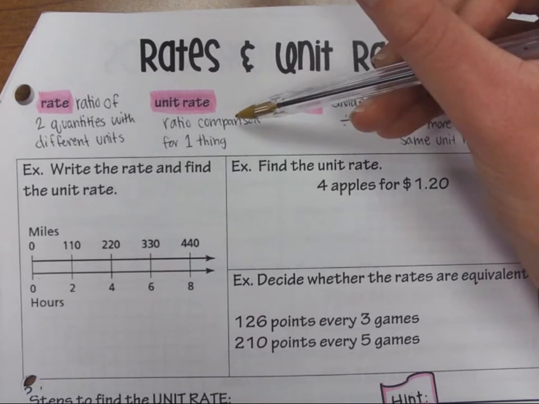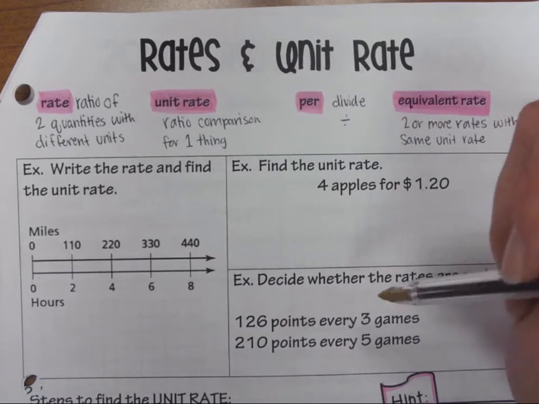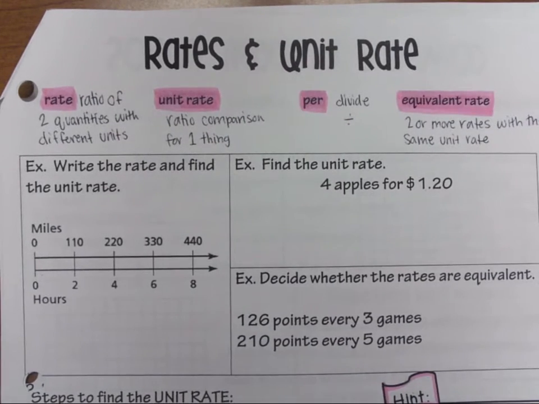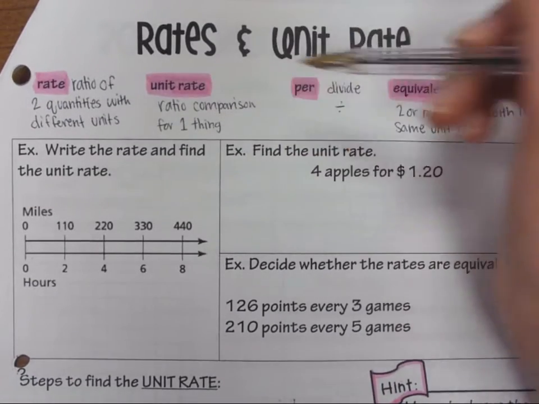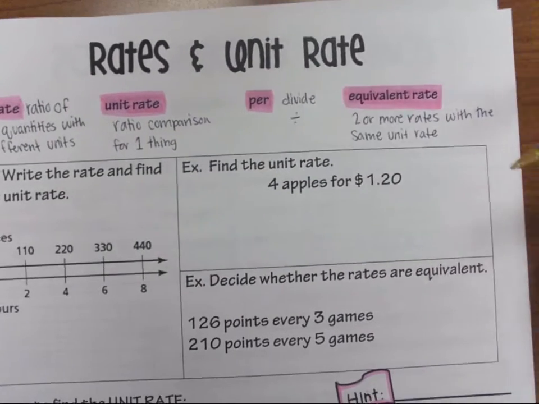A unit rate is then the ratio comparison for one of those things. How fast am I driving in 1 hour? Or how far am I driving in 1 hour? Miles per hour. How much does it cost for one item? Okay, we break it down till it's over one thing.